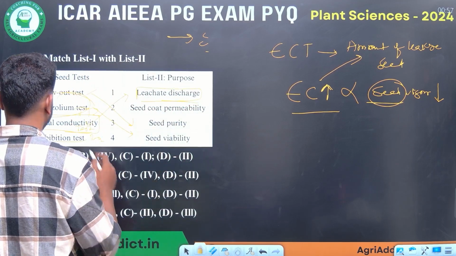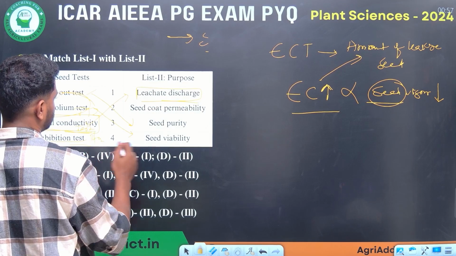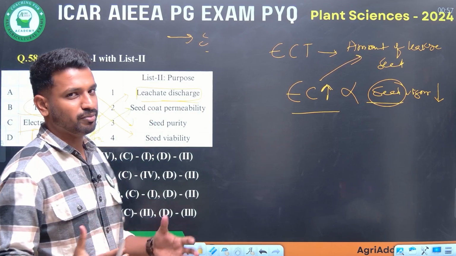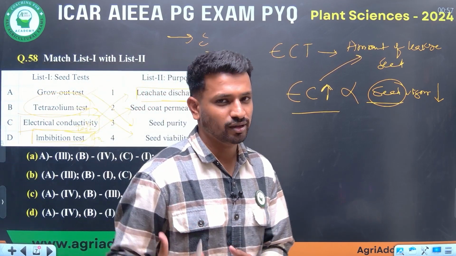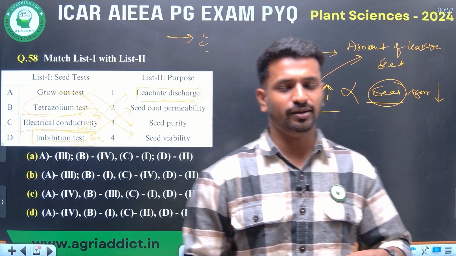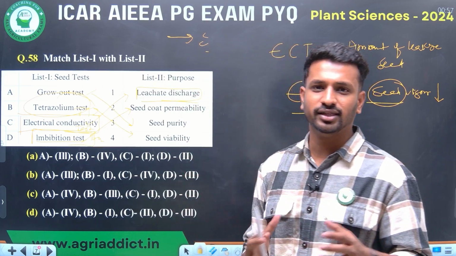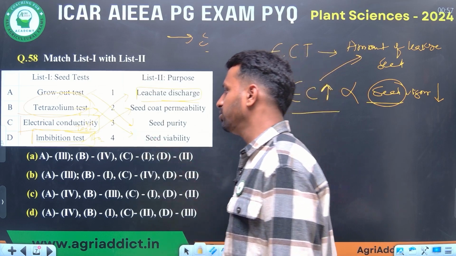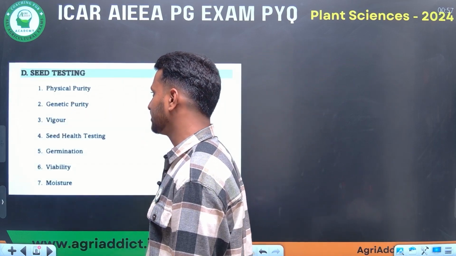And the last one, the imbibition test. This is for the coat permeability, where we do the imbibition test to see whether the seeds will be able to intake the water or not. It depends on how permeable the seed is. So this is about the imbibition test. This is how we can easily answer such types of questions.